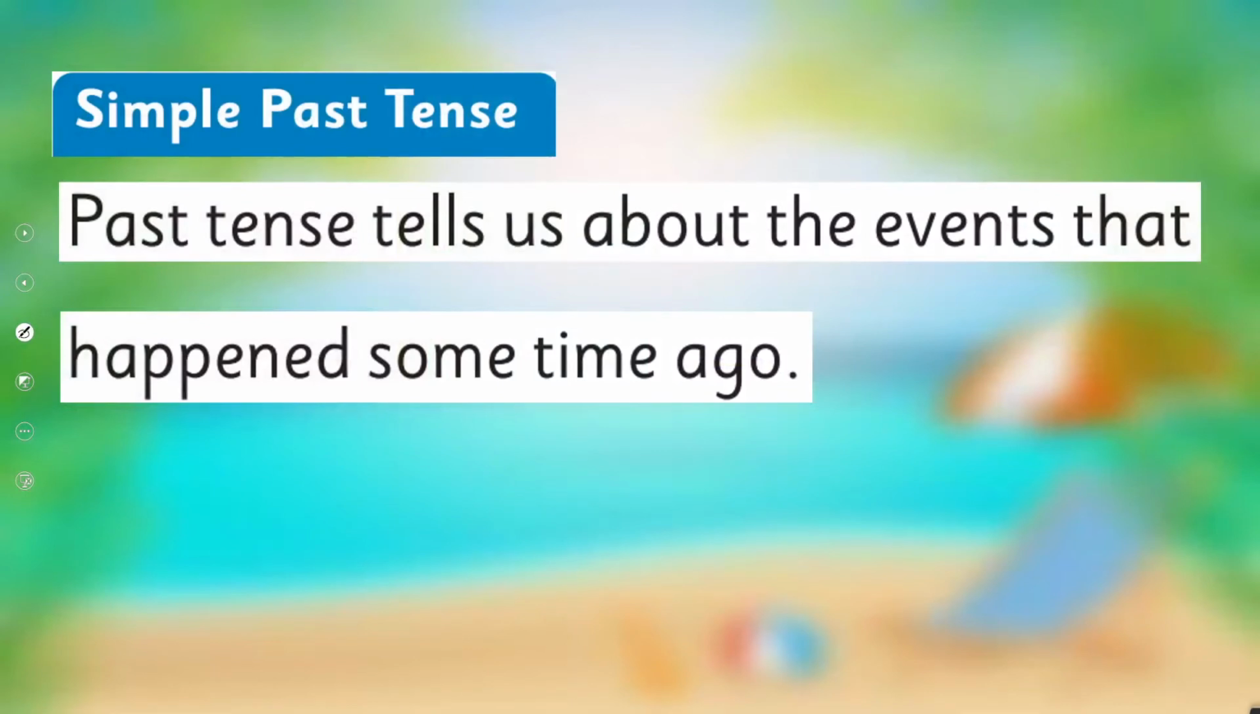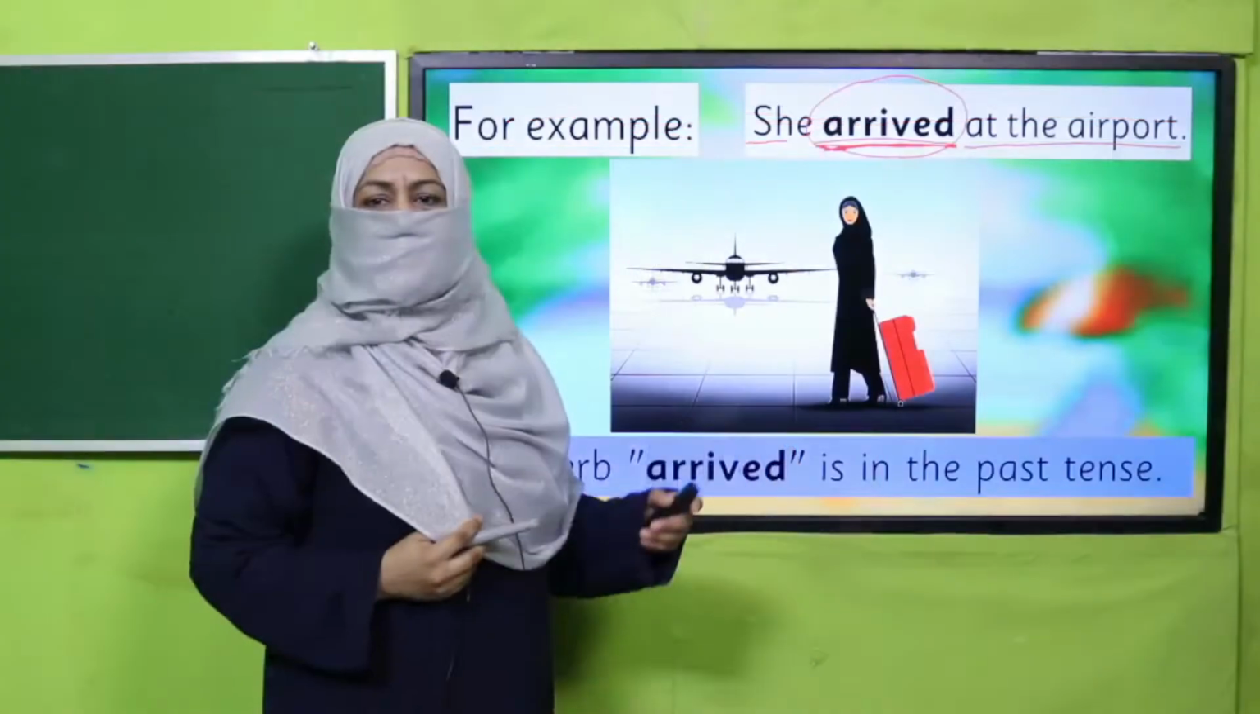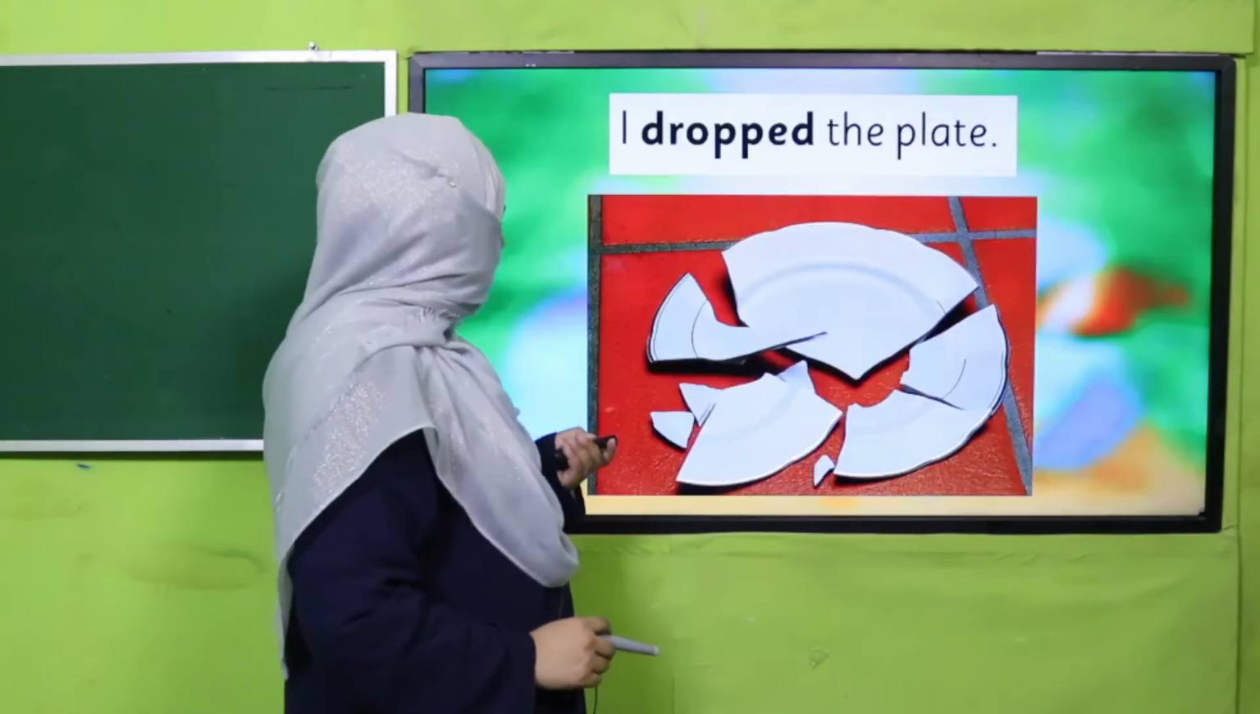What does it say? Past tense tells us about an event that happened some time ago, and its examples are, she arrived at the airport. It means she has completed the task. She arrived, and this second form of verb is telling us this is past tense.